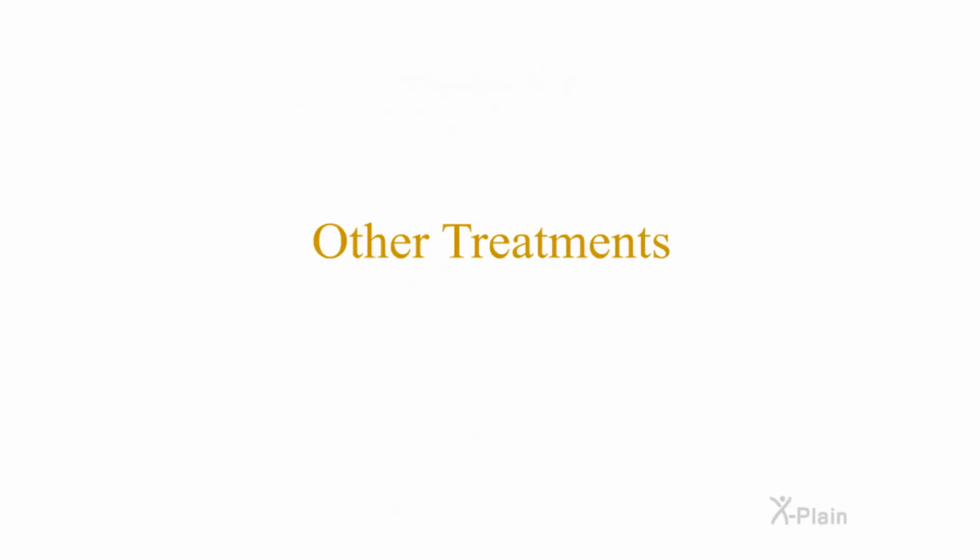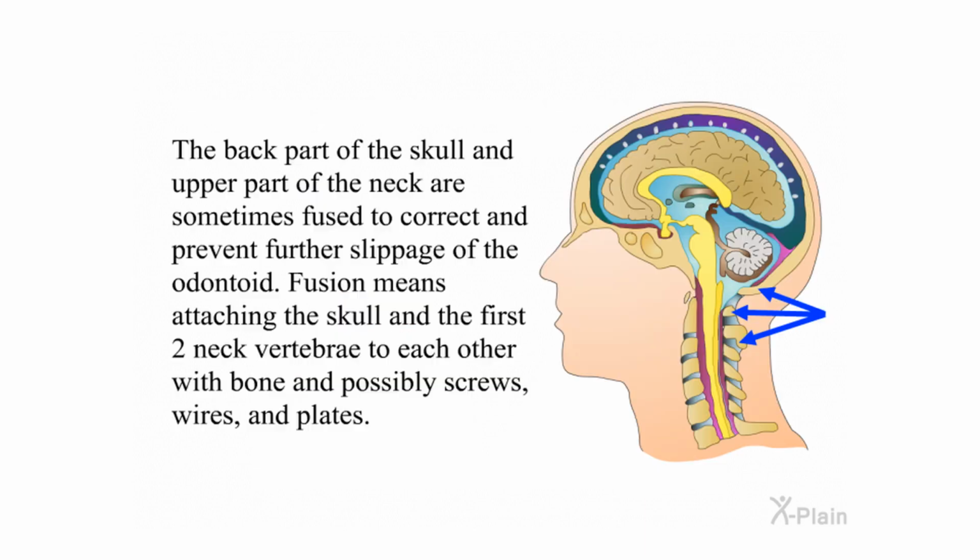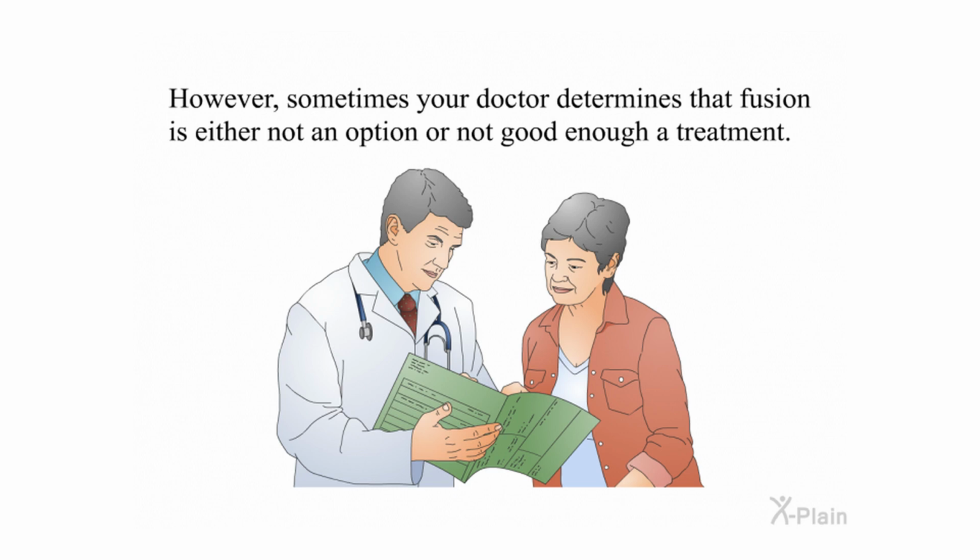Other treatments. Sometimes your doctor may recommend an operation that does not include removing the odontoid. The back part of the skull and upper part of the neck are sometimes fused to correct and prevent further slippage of the odontoid. Fusion means attaching the skull and the first two neck vertebrae to each other with bone and possibly screws, wires, and plates. However, sometimes your doctor determines that fusion is either not an option or not a good enough treatment.